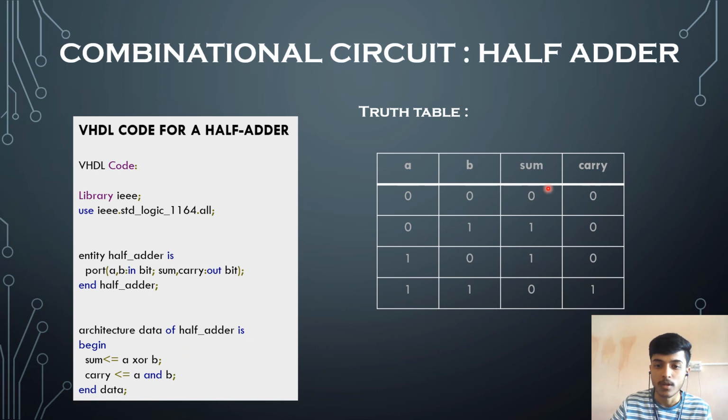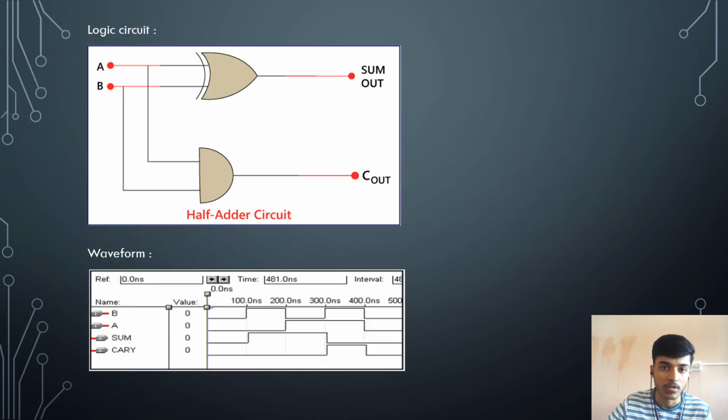Based on these operations, we get the output in this truth table. For sum, XOR: if either input is 1, we get the output as 1, or else the output is 0. For carry, AND: when both inputs are 1, we get the output as 1, or else all the outputs are 0. Similarly, I have got all the data for this half adder as a combinational circuit.